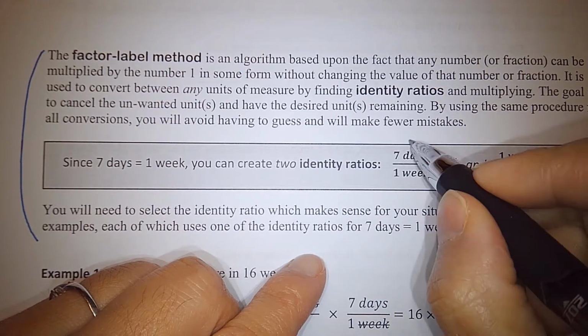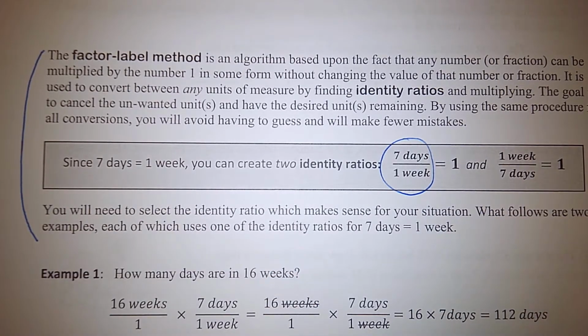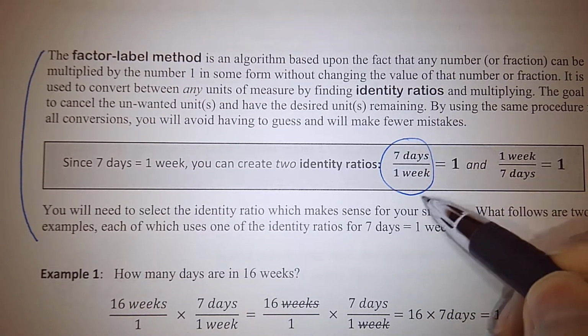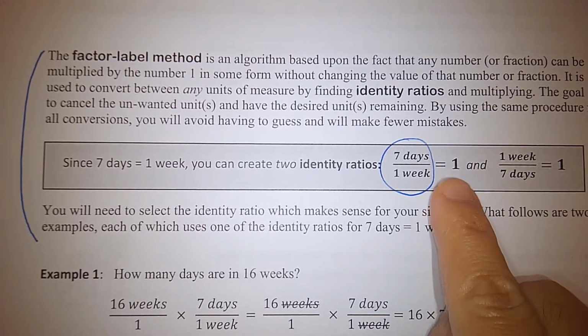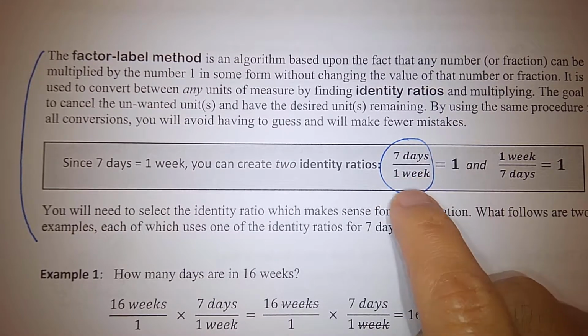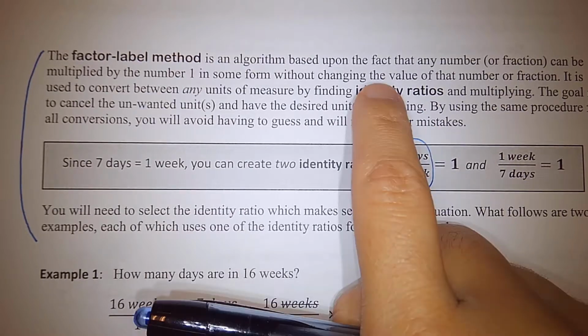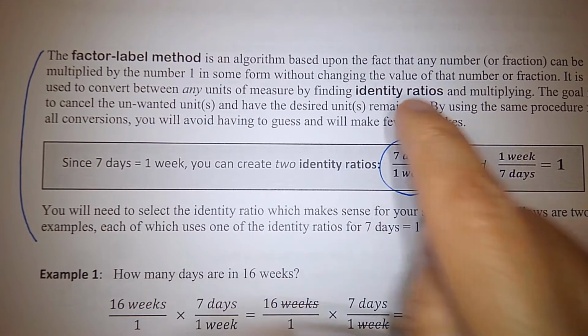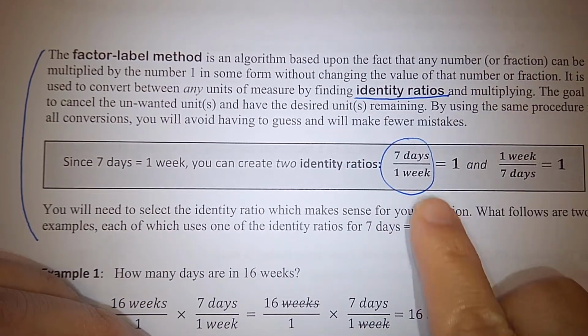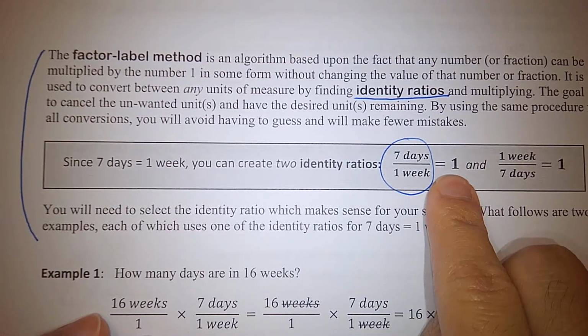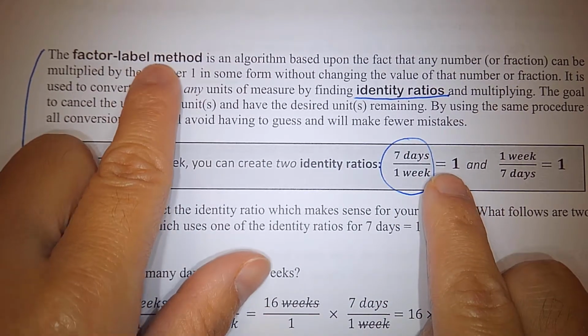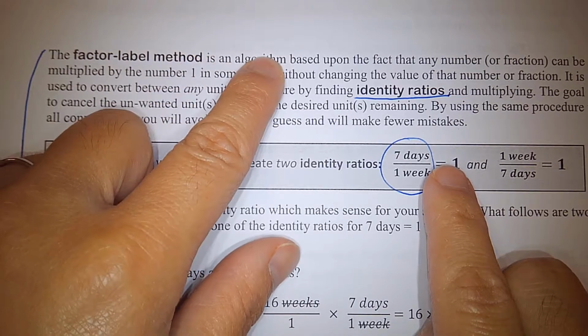So this is a ratio. Everybody knows ratio. Ratio can be written by a fraction, right? And what is the value for this ratio? 1. Because 7 days equals 1 week, so the division equals 1. So this ratio, we give it a name called what? Identity ratio, because the value of this identity ratio is what? Is 1.